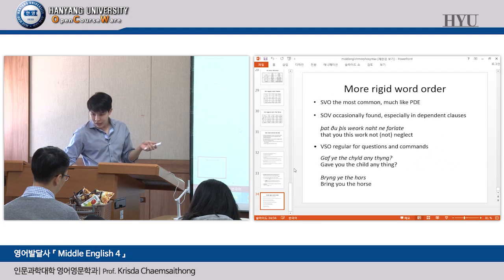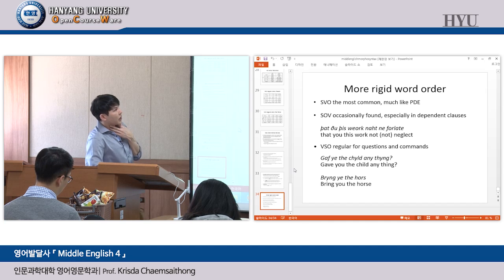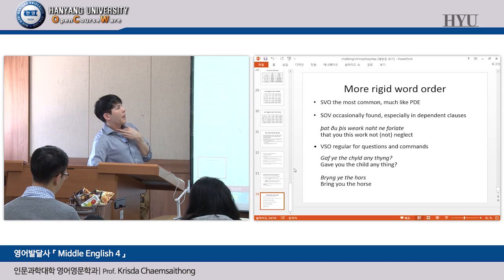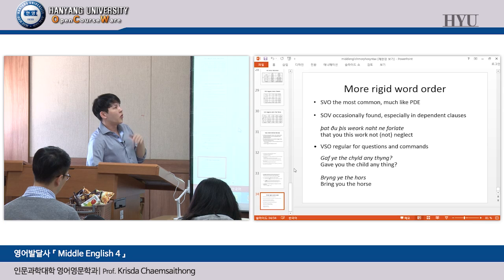So that's on the rise. And the final thing about syntax is that SVO, subject, verb, object, is the most common pattern, much like PDA. And you might see SOV occasionally, like subject, object, and verb. You might see that occasionally, like this example, "you this work not neglect," right? It should be "you do not neglect this work," like that. But you see SOV occasionally, especially in dependent clauses, clauses that cannot stand alone.